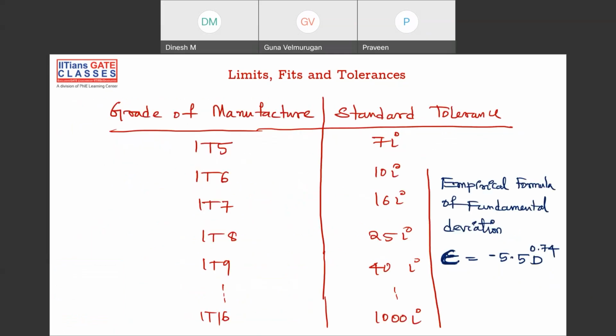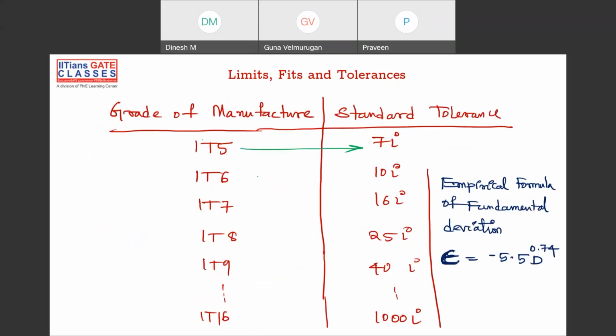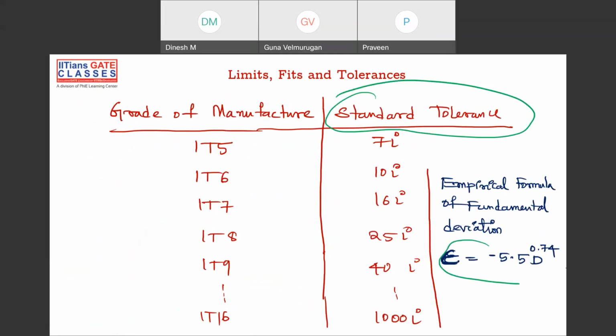All things we'll see here. If they mention IT5, then you have to use your standard tolerance as 7I, where I you calculate from this formula. If it is IT6, then you use 10I. Like this, you have to calculate all the things. And the fundamental deviation by this empirical formula is this. So this is how you calculate standard tolerance, and this is how you calculate the fundamental deviation.